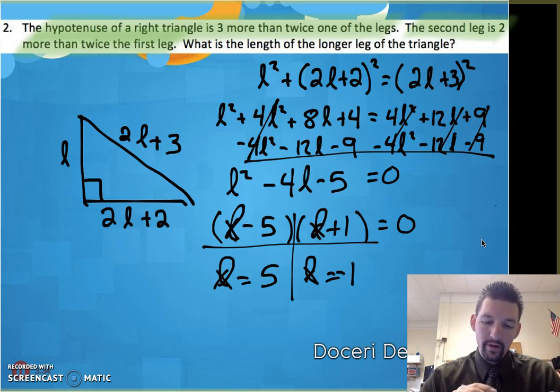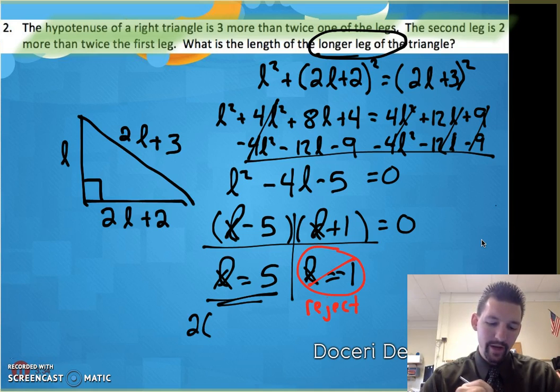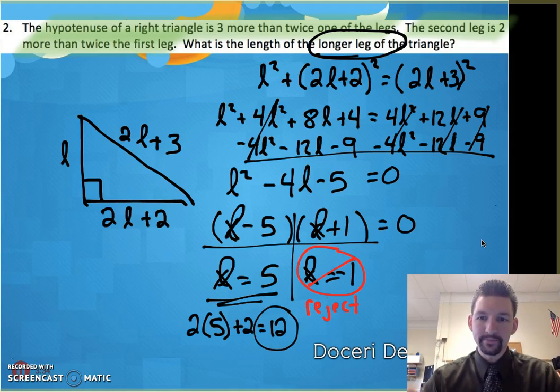This negative 1 will result in a side length that is negative, so we reject it. And our leg is 5. But the question asks, what is the longer leg of the triangle? So we need to go back and plug that in. So 2 times 5 plus 2 will give us 12 for our longer leg, which is our answer.